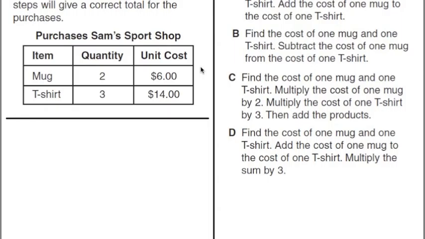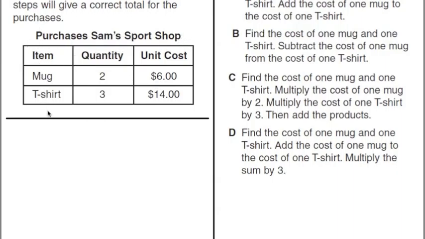Let's go ahead and check out what this problem's all about. Starting over here in the top left-hand corner. The table below shows a customer's purchases at Sam's Sports Shop. What steps will give a correct total for the purchases? Looking at the table, these are the purchases from Sam's Sports Shop.